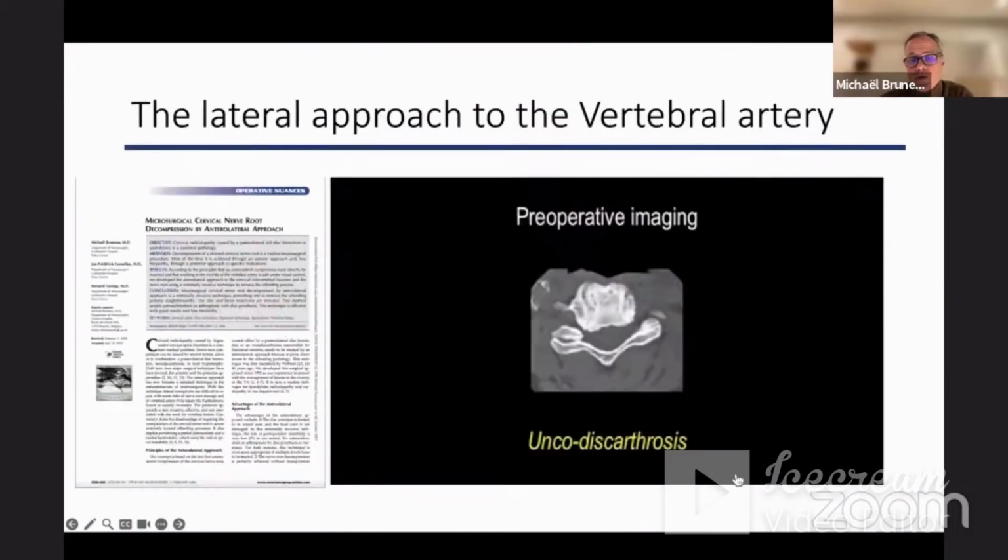So the lateral approach is also very interesting if you would like to decompress selectively a nerve root compressed by oncodiscarthrosis. In this situation, we published that with Bernard Georges. We can selectively remove the compressive element without any need for fixation.